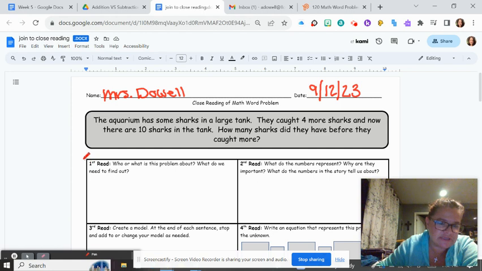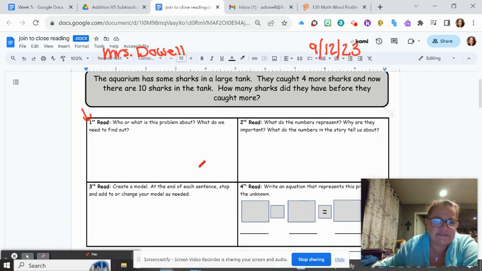So I'm going to look here at this first read. I'm going to read and think about who or what the problem is about, and then what we need to find out. Okay, so who or what is the problem about?